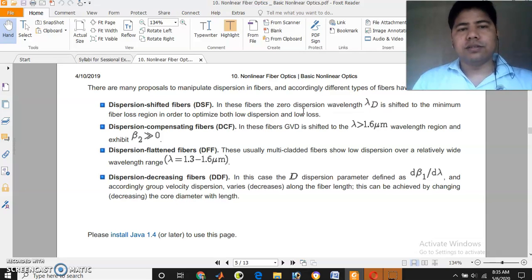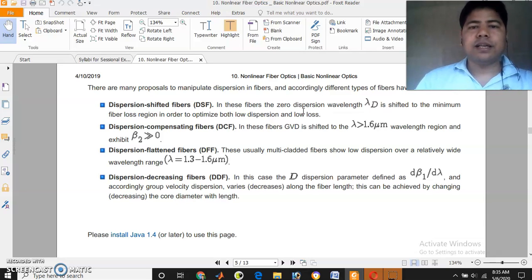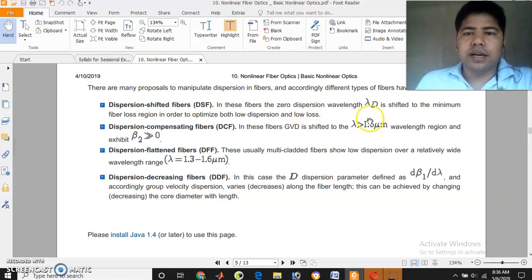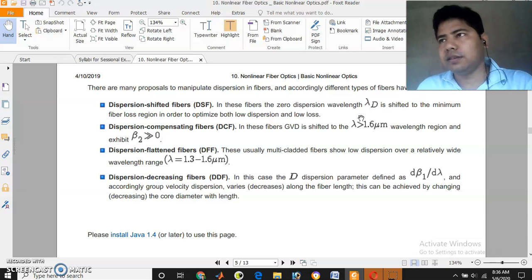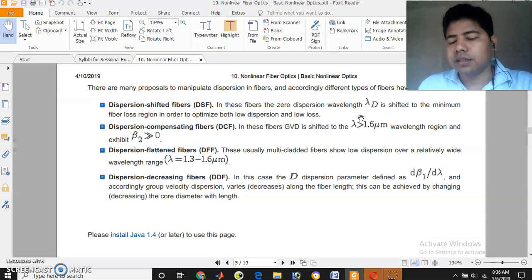So zero dispersion shifted fibers have been investigated, and scientists are able to design the fiber in such a way that the zero dispersion wavelength falls at the minimum level of the loss parameter. As we have seen in the previous classes, low loss has been developed step by step after the advent of this optical fiber.